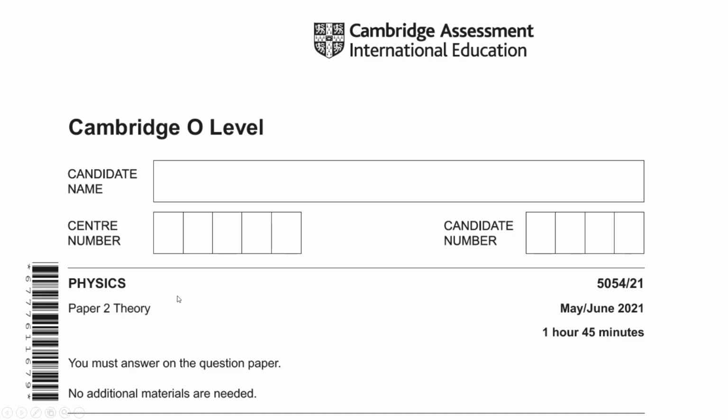Hello and welcome. Today we'll be discussing Cambridge O-Level Physics paper number 2. This is the theory part and this exam is May-June 2021. This is version number 1 of the exams that were held in May-June 2021. The subject code for this exam is 5054. Let's start.